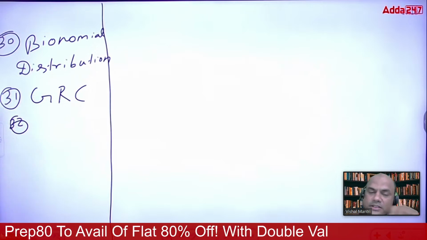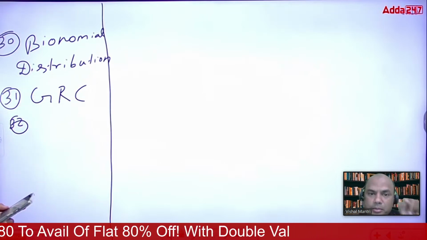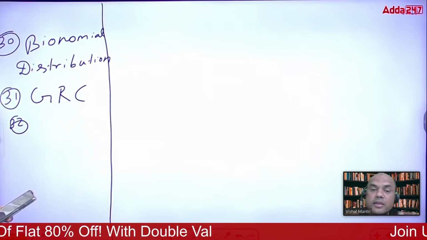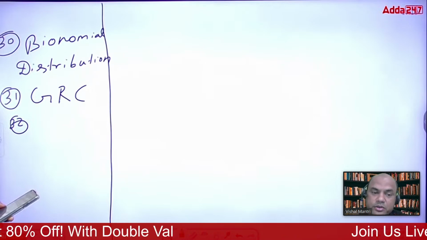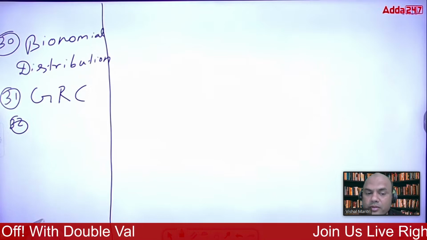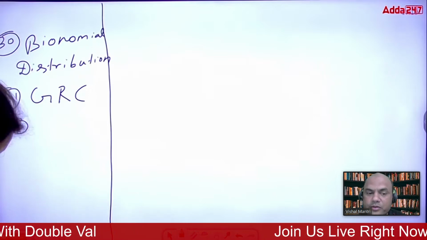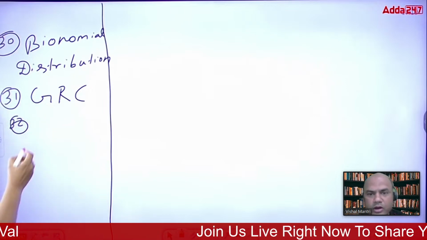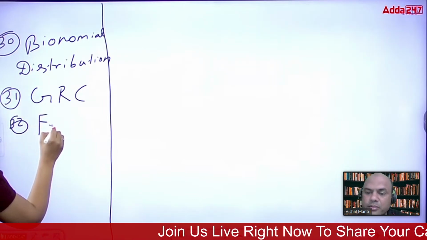So mode always lies between mean plus q and mean minus q. Mean in our case was 4 and q was 0.5, so mode will lie between 3.5 and 4.5. Whatever answer anyone gave will be the same.